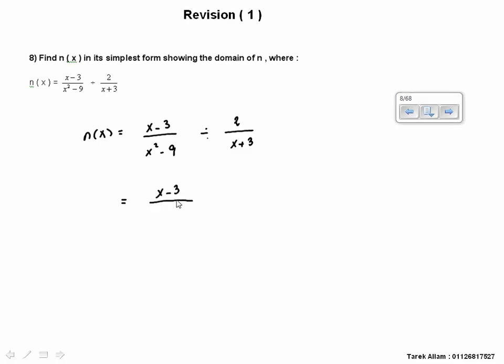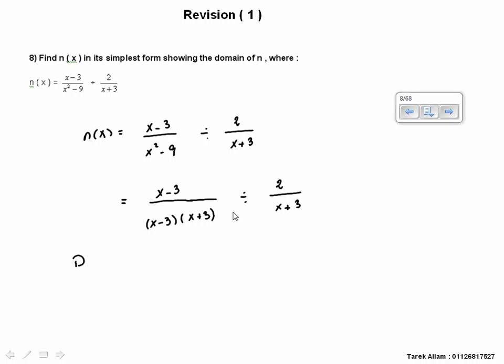So (x minus 3) over (x minus 3) is the first bracket, and the second bracket is (x plus 3), divided by 2 over (x plus 3). We factorized x squared minus 9 as the sum and the difference between two squares.